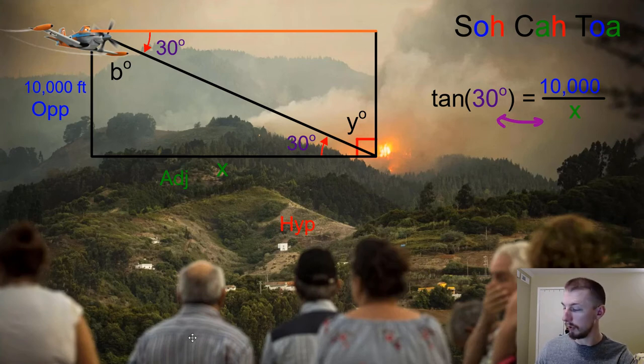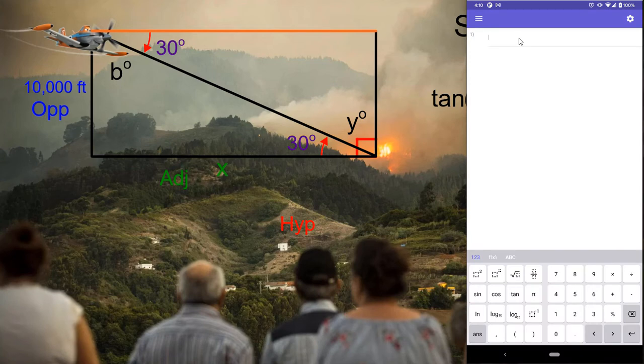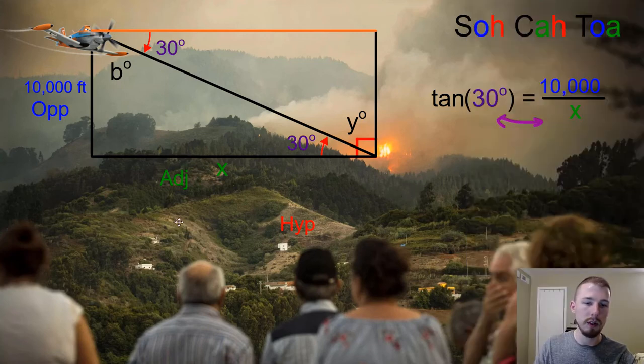So let me pull up my calculator here. All right, so I'm going to do 10,000 divided by the tangent of 30. All right, which will give me 17,321 feet. So he is 17,321 feet away from the forest fire.